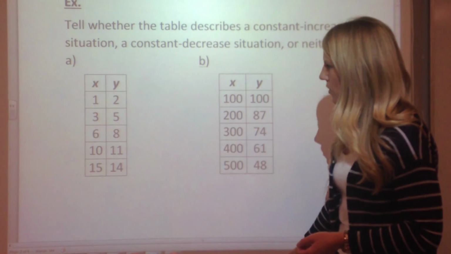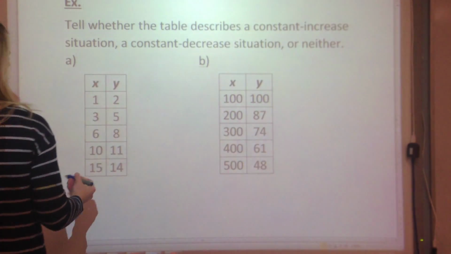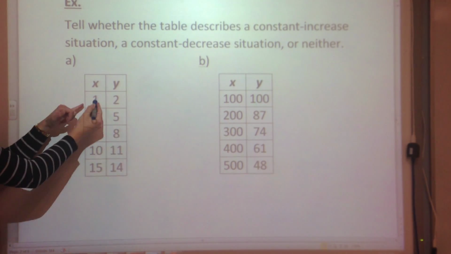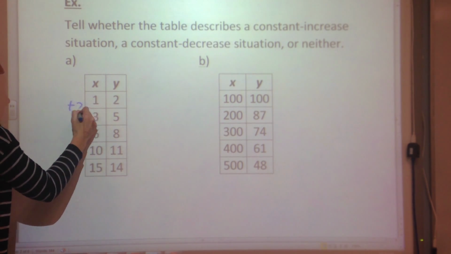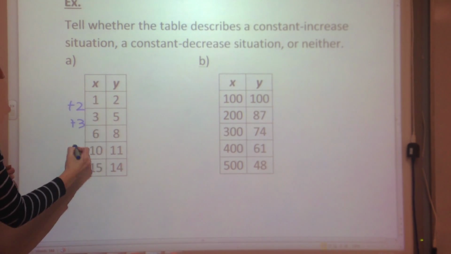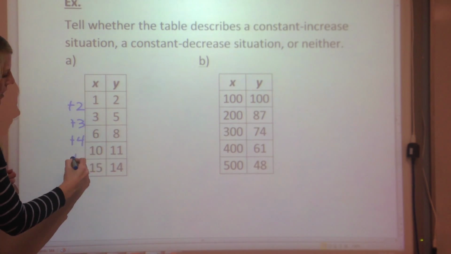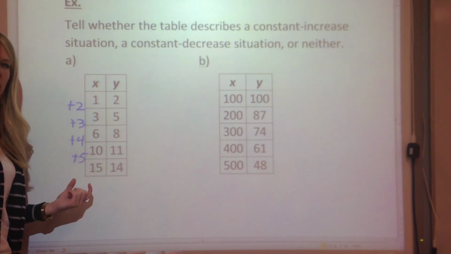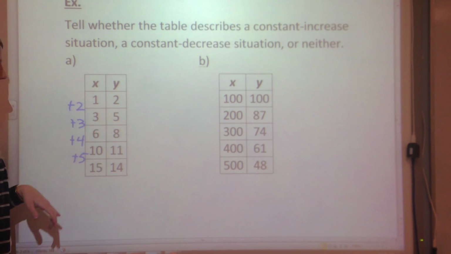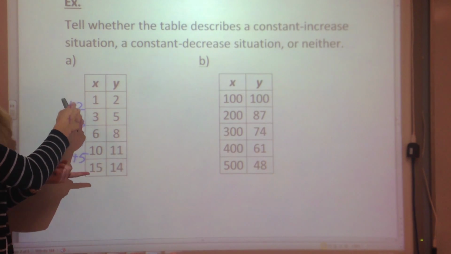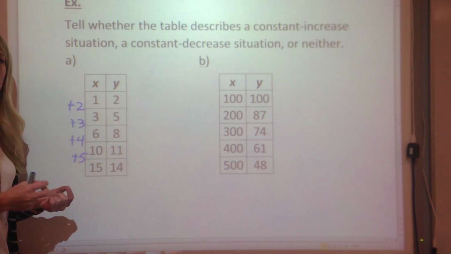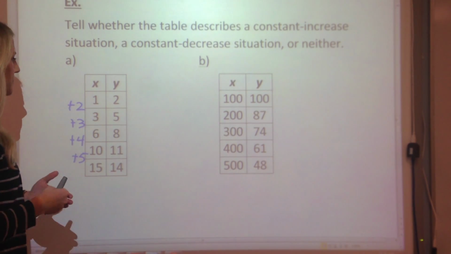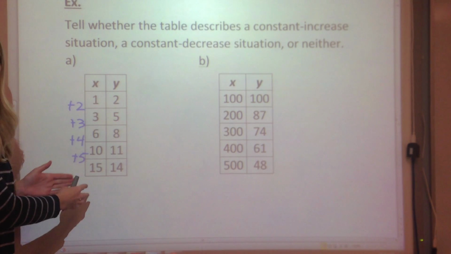So let's look at our x values first. Obviously we're increasing, the numbers are getting bigger, 1 to 3, 3 to 6, and so on. How do I go from 1 to 3? I'm adding 2. 3 to 6, I'm adding 3. 6 to 10, I'm adding 4. 10 to 15, I'm adding 5. Is this increasing by the exact same amount every single time, a constant amount, a constant rate? No, because I'm adding 2, then 3, then 4, then 5. Yes, it's a pattern, but it is not the exact same amount every single time. So this is not a constant increase.